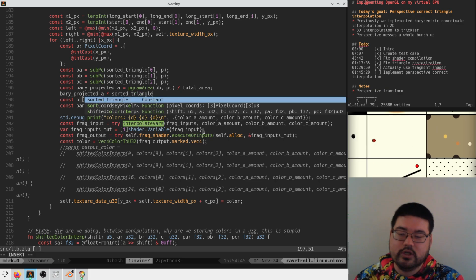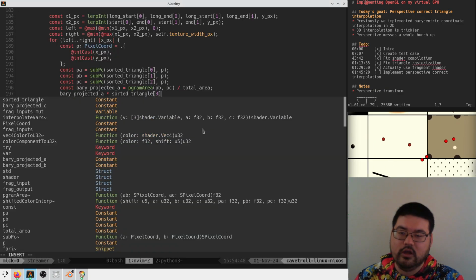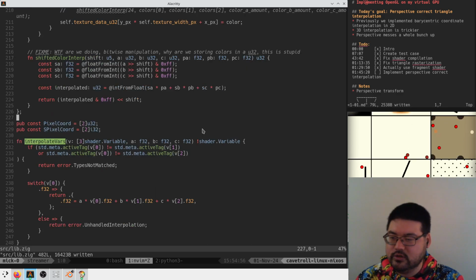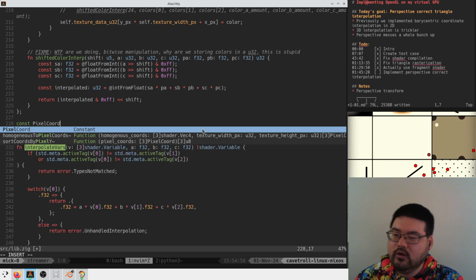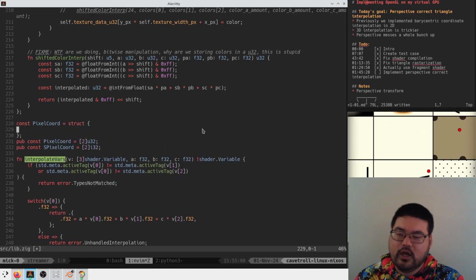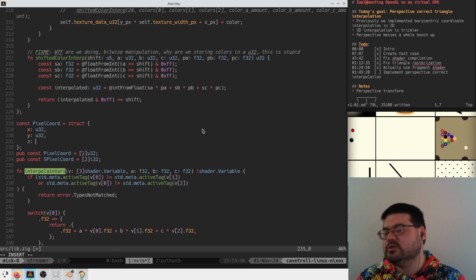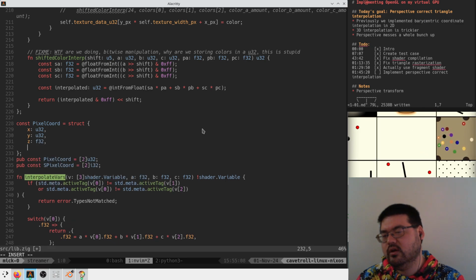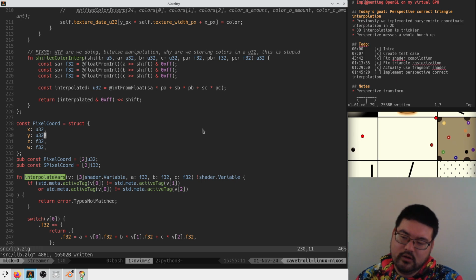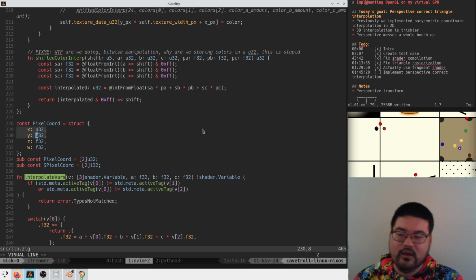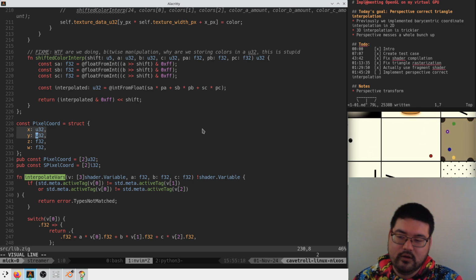times sorted triangle W. Now, I think our sorted triangle is coming in pixel coordinates, and our pixel coordinates are just two U32s. So I think we need to update this pixel coordinate. We can still stash its X as a U32, and its Y as a U32, but we will store its Z as a float, and its W as a float as well. The reason that we have U32s for pixel coordinates is that we can iterate them nicely in two-dimensional space.